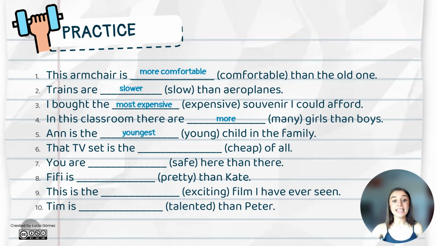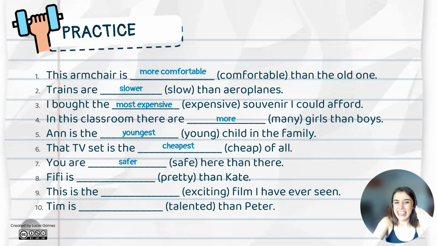Then Anne is the youngest in the family. I'm highlighting that fact about Anne within a group, okay? In this case, her family. And then that TV set is the cheapest of all. Once again, the same thing. Both are short. You are safer here than there.